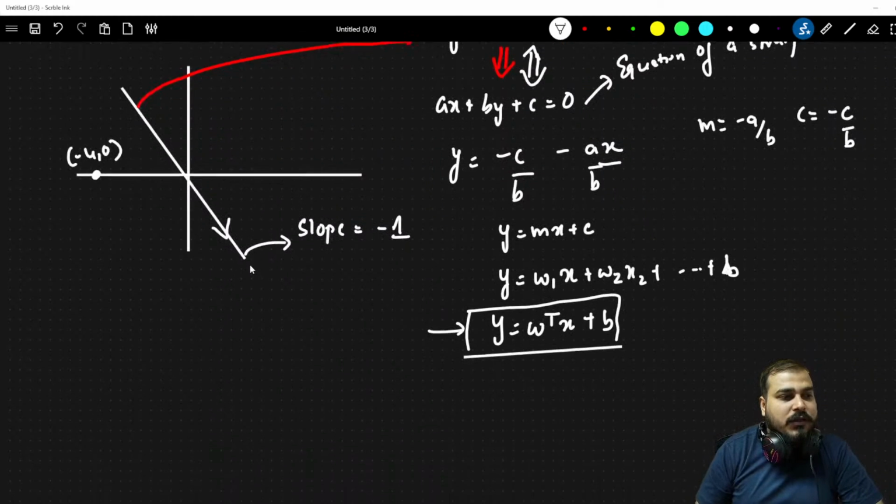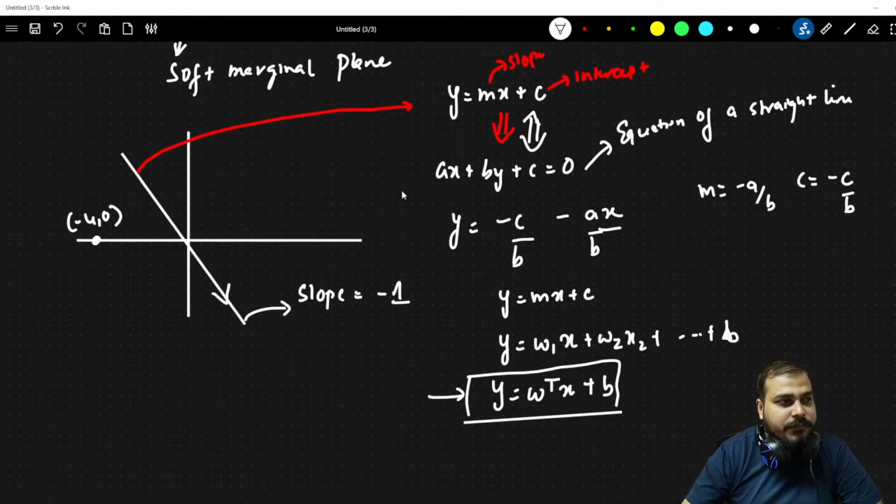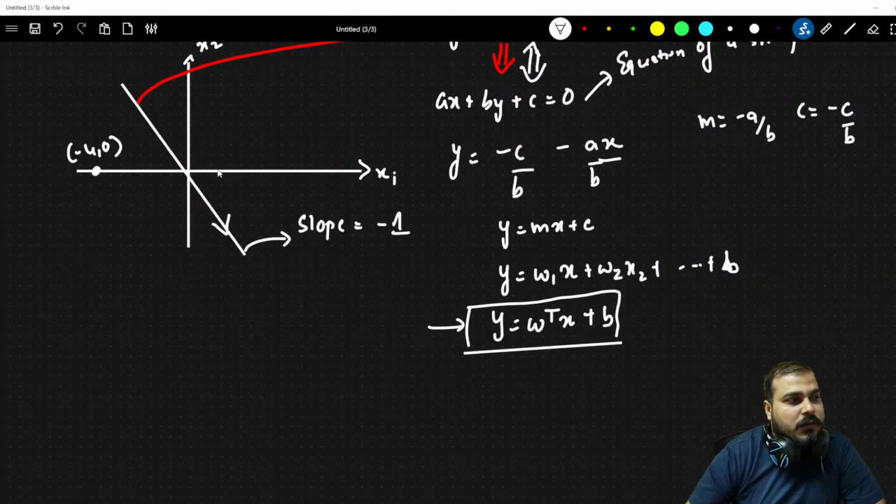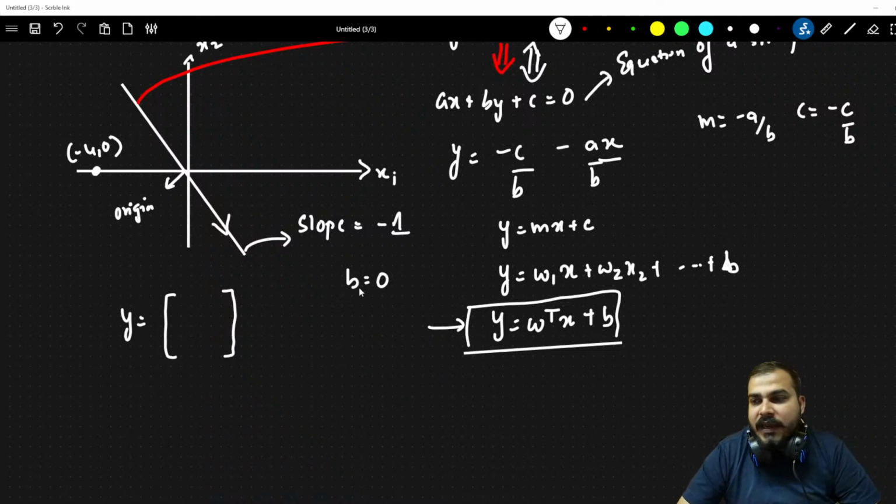Now if I really want to find out the y value, let's say that this is my x1, and this is my x2. Let's say that I want to find out this w transpose x plus b, the y value based on this line. If I want to compute the y value based on this line, how will I compute? W transpose x basically means what? W value, what all things will be there? One value is b, right? B is the intercept. Right now the line is passing through the origin. Can I say my b will be 0? Obviously, I can assume that b will be 0.